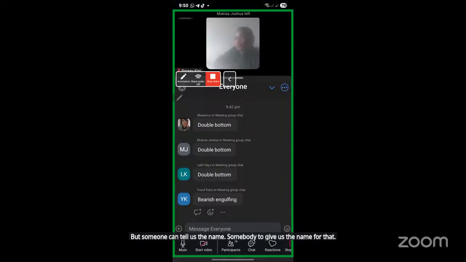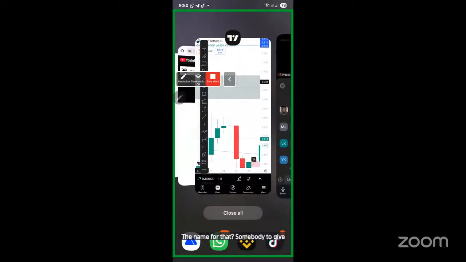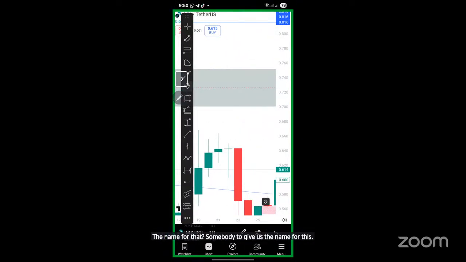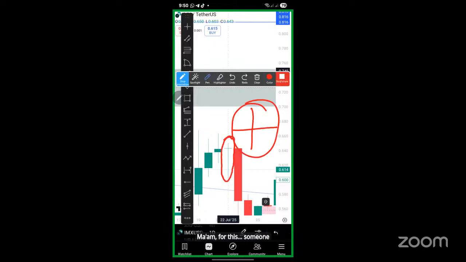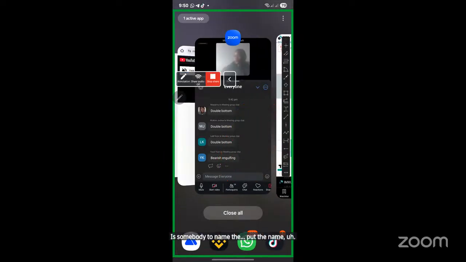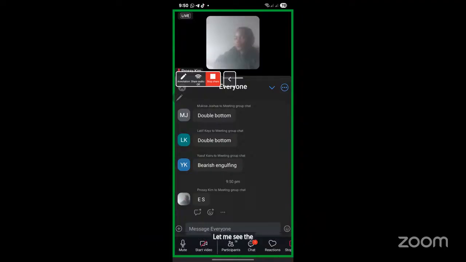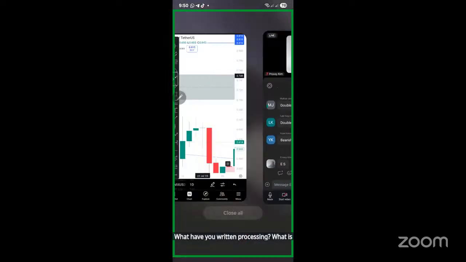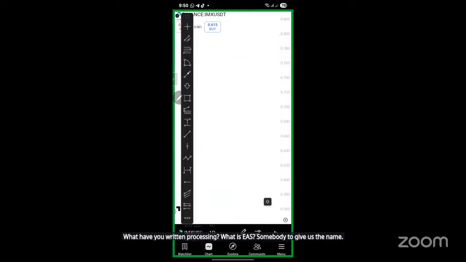Somebody to give us the name for this. Let me see the name. What have you written, Prosi? Somebody to give us the name for this candlestick chart pattern.